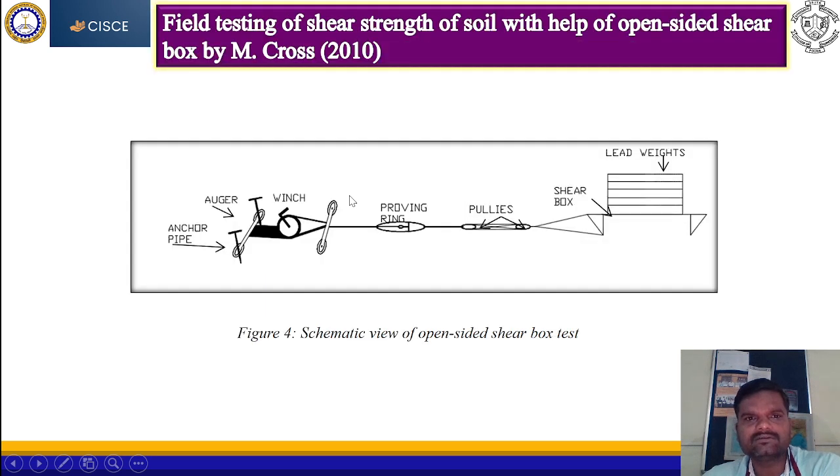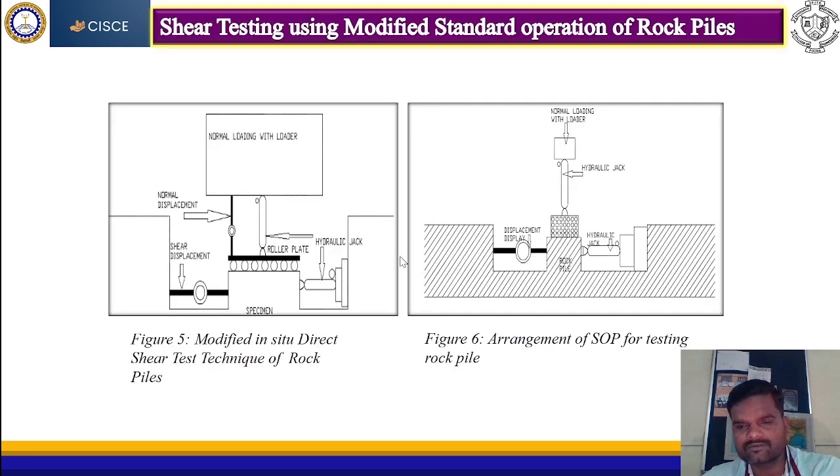A similar test we can see here also: the open sided shear box. Again, they pull that entire assembly with the help of a winch and auger system, and they measure the required shear load with a proving ring. If we compare these two tests, we can perform these kinds of tests at the top surface only, not below the ground level. Or if we want to perform them below the ground level, it is very difficult.